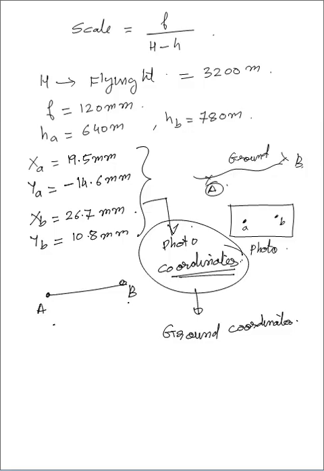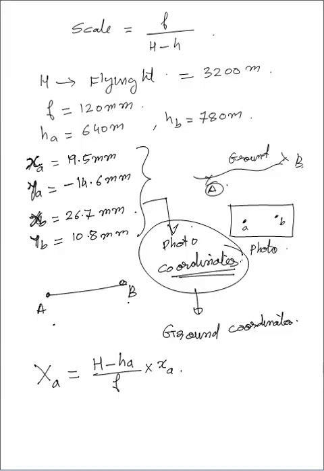So what is the formula for ground coordinates? For ground coordinates, I will write capital X. Capital XA, XB. So capital XA is equal to, the formula is capital H minus HA divided by F into small xa. Basically these are photo coordinates, so I am writing everything in small xa and small ya. So we should not get confused. Be careful while substituting the values.